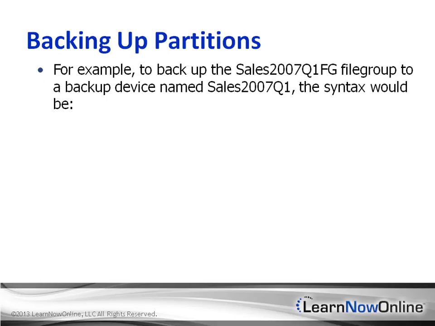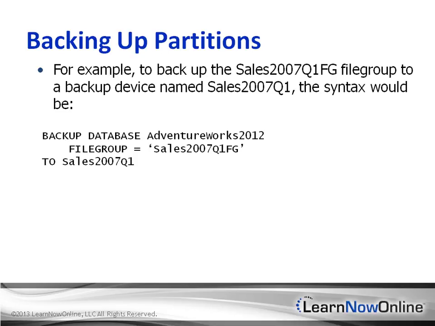So for example, if we wanted to back up our Q1 sales data for year 2007, we could use a device name sales 2001 Q1, and the syntax would be this simple. Backup database AdventureWorks 2012, file group, sales 2001 Q1 file group, back it up to that device.